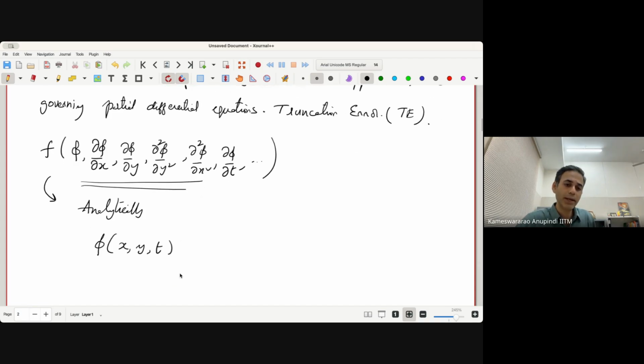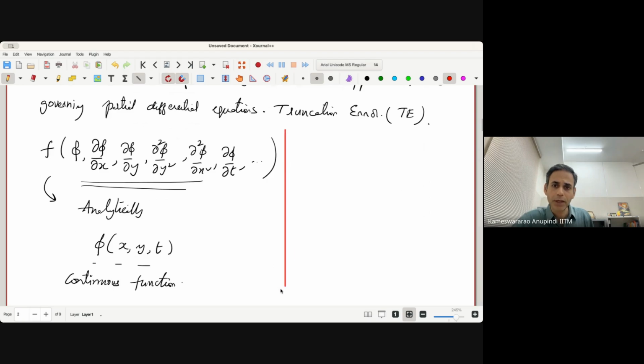Okay, now here we realize that x, y, t, so phi is a continuous function. That means I can substitute any value of x, y, and t into this, and I'm going to get the value of phi, right? That is what we have.